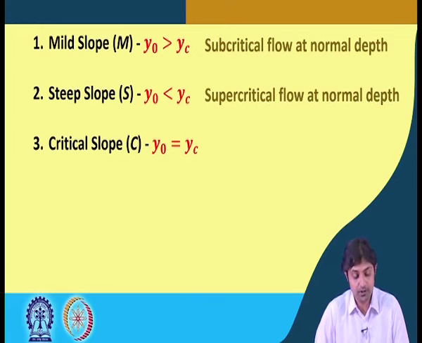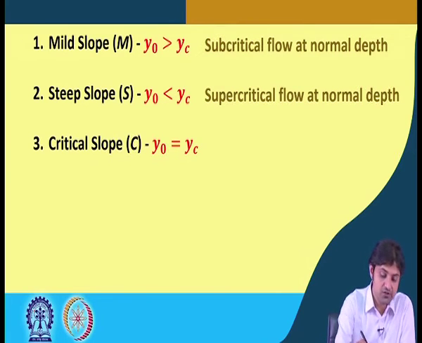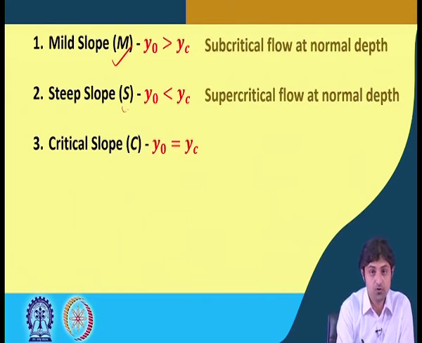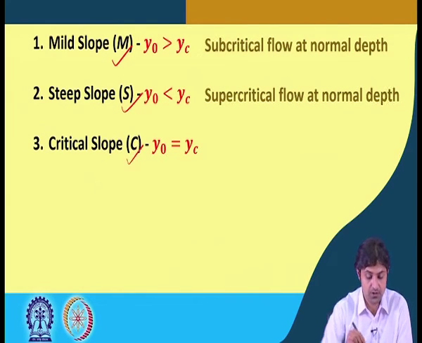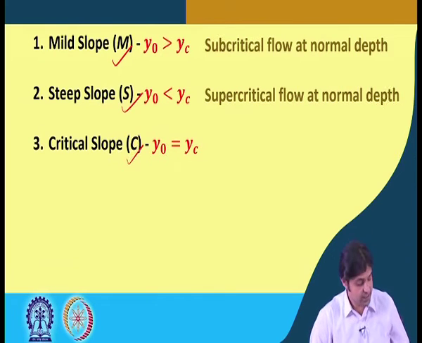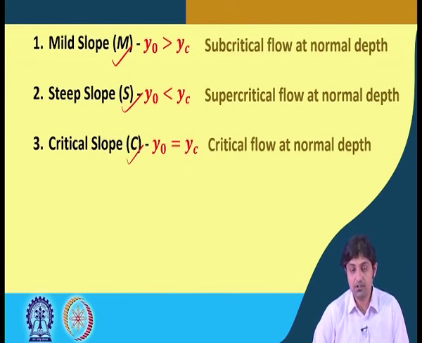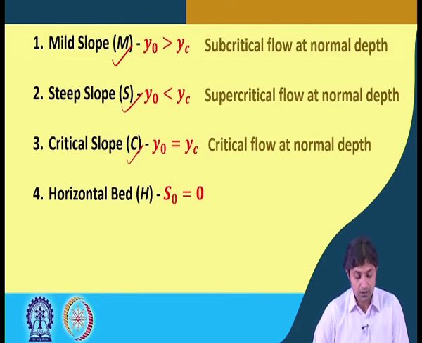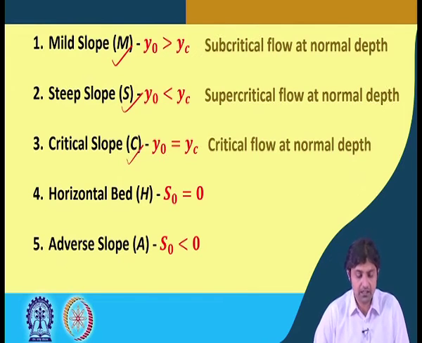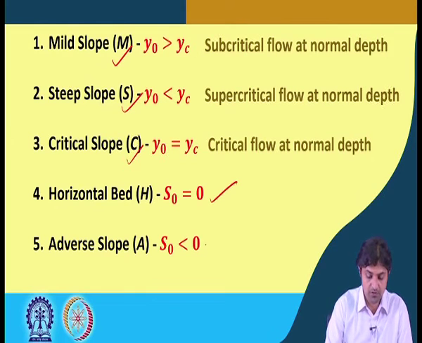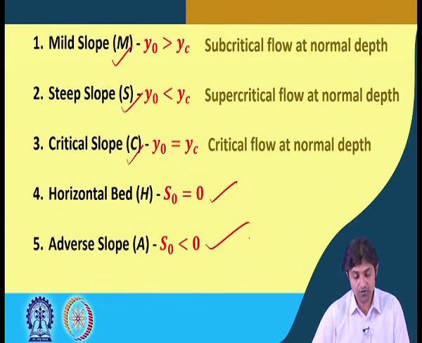At critical slope, called the critical slope C, Y naught is equal to Y c, which indicates that at normal depth there is a critical flow. So mild slope is denoted by M, steep slope is denoted by S, and critical slope is denoted by C. The horizontal bed means S naught is equal to 0. That is very simple to understand, right? And in the adverse slope S naught is less than 0. So using all the conditions before, there could be 5 different types of channels.